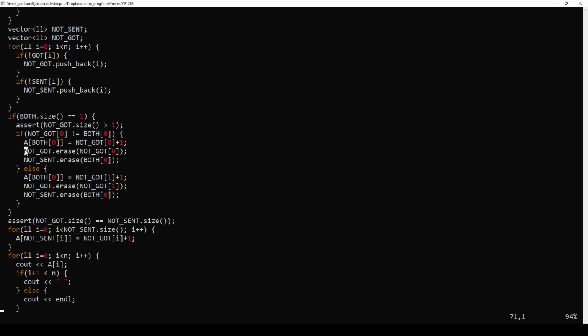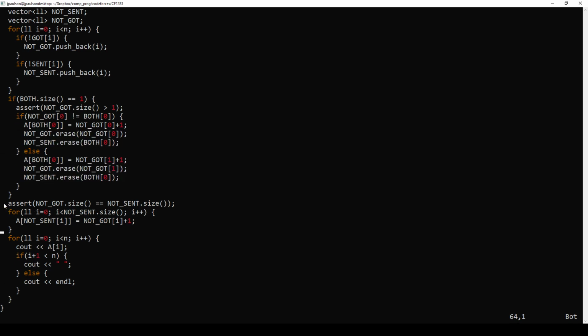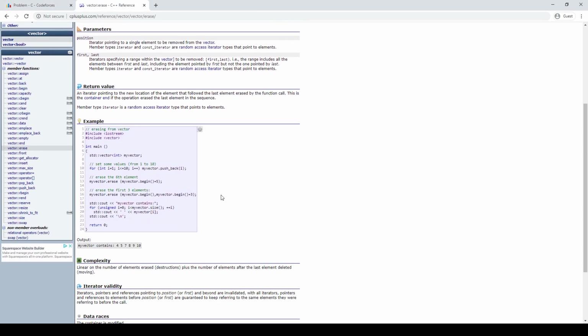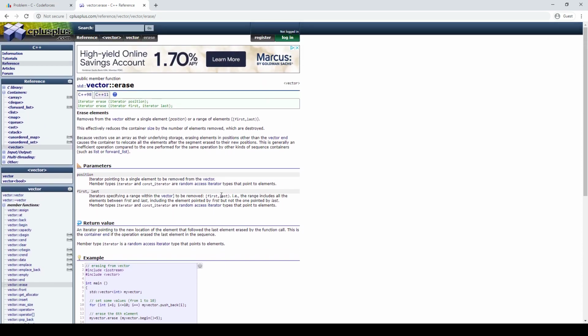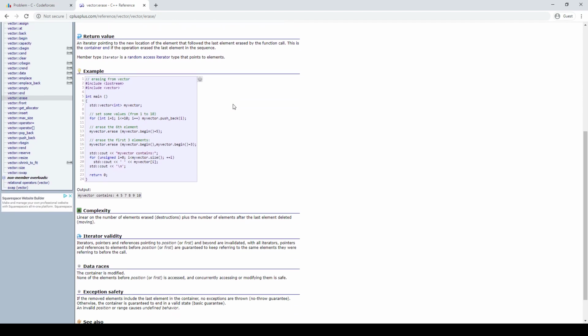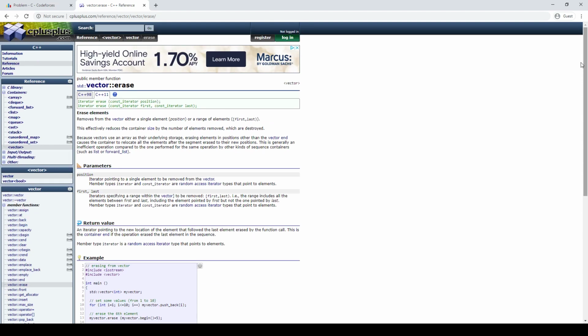And then, I can update these lists. These erase calls are slow, they're O of n, but I'm only making 2 of them, so it's fine. And then I can still go and assign everyone arbitrarily after that. That should be correct now. It doesn't compile. How does erase work? Let's see, it takes an iterator. What a mess.